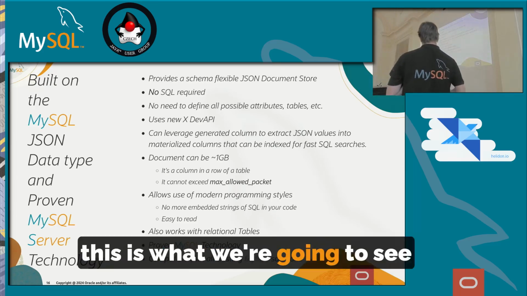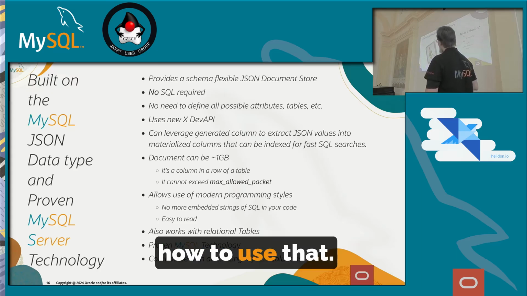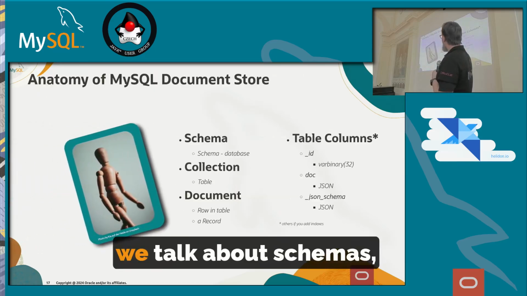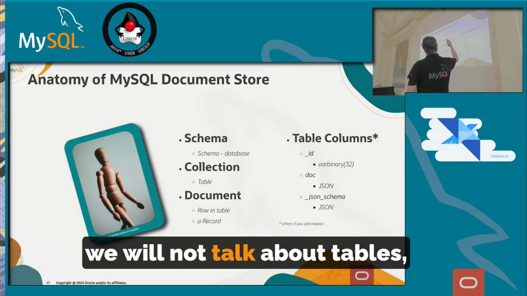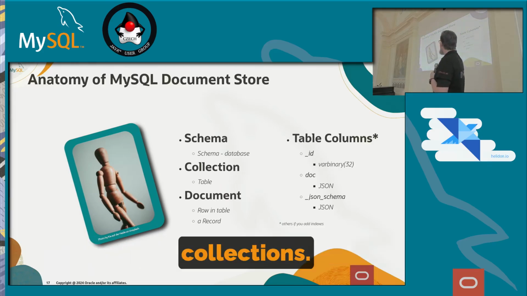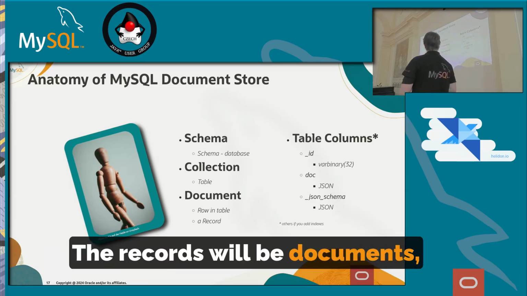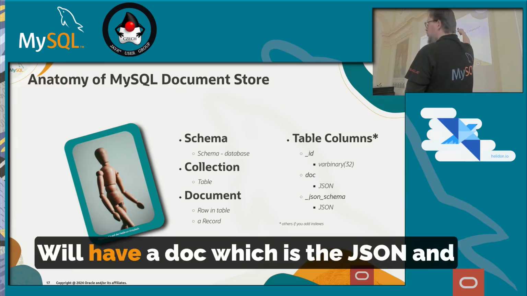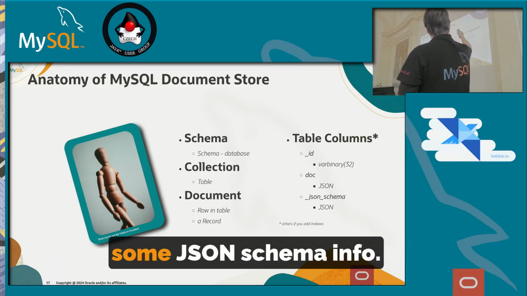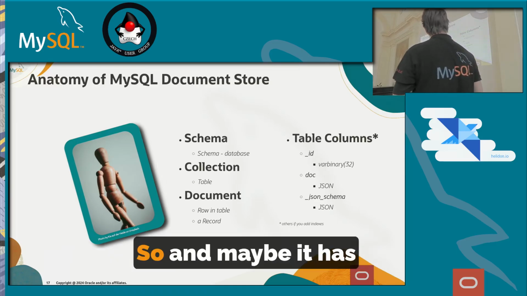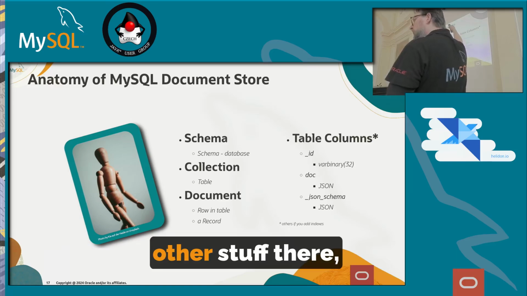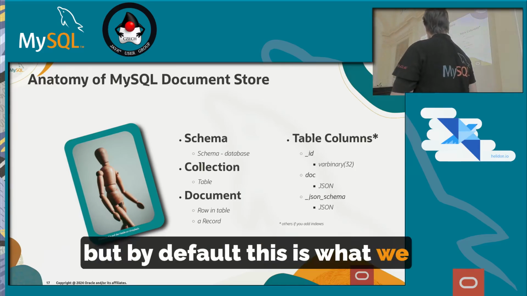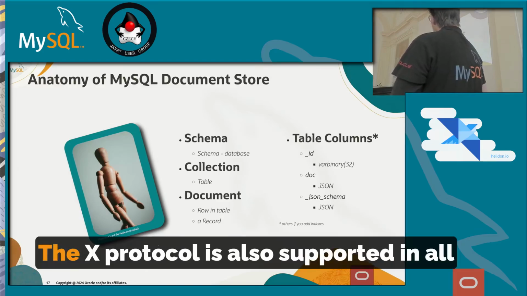So this is what we're going to see together today: how to use it. We don't talk about databases, we talk about schemas, right? We will not talk about tables, but about collections. The records will be documents, right? And a document will have an ID, a doc, which is the JSON, and some JSON schema field. Maybe you could have other stuff there, depending on whether you are creating indexes. But by default, this is what we have in the document, and we're going to play with that.